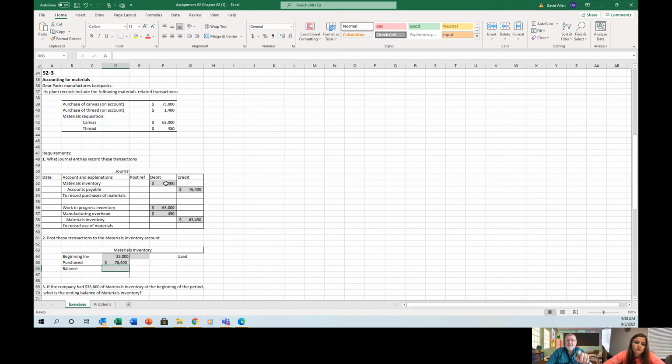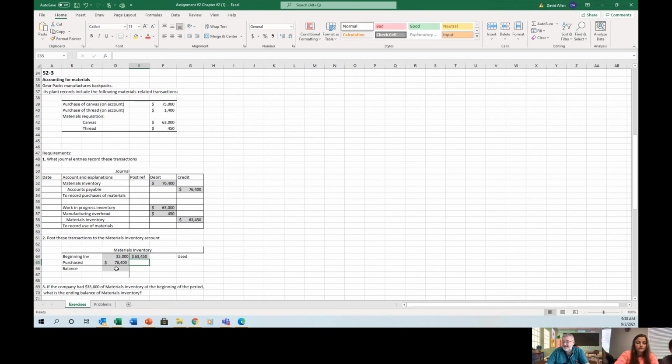Both statements are incorrect because we're not going to add and subtract these yet. The story didn't give us an ending balance, but it gave us the information we need to get the ending balance. If we know we've got this much to begin and we purchase this much, we have to add those together, right? But that's not going to be our balance down here, because we used a bunch, didn't we? So how much did we use? The 63,450. Okay, so this is going to equal this, right?